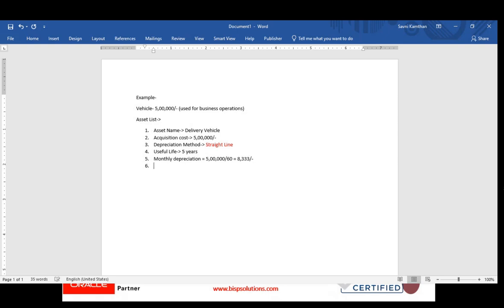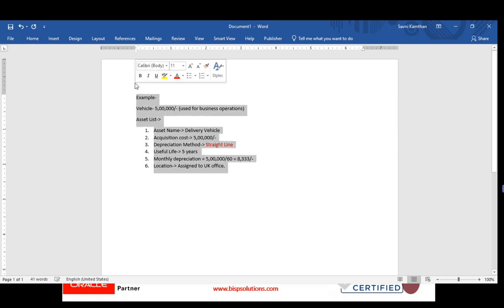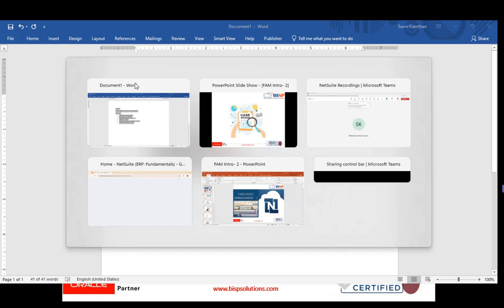Then location, we have to provide the location where we have purchased it for. Let's suppose we will be writing it. So this is how we can list an asset in NetSuite applications.